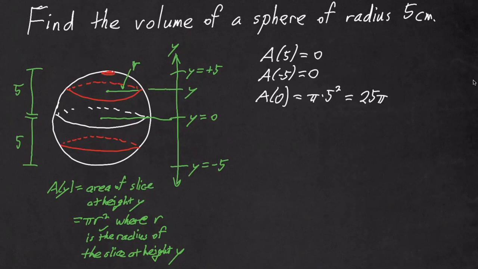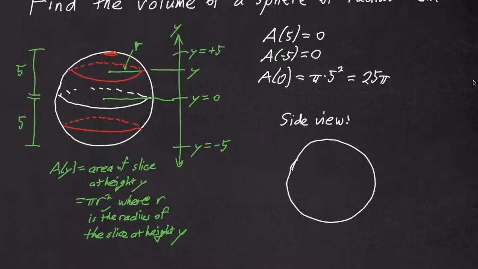So let's again look at the side view of the sphere. I'm going to shine a light on the sphere from the side, and the shadow would just be a circle. So let's think about this circle. Again, let me put my axis on the picture because that's going to be useful. We have the center of the sphere right there. We know that's a radius of 5. This is y equals 0.